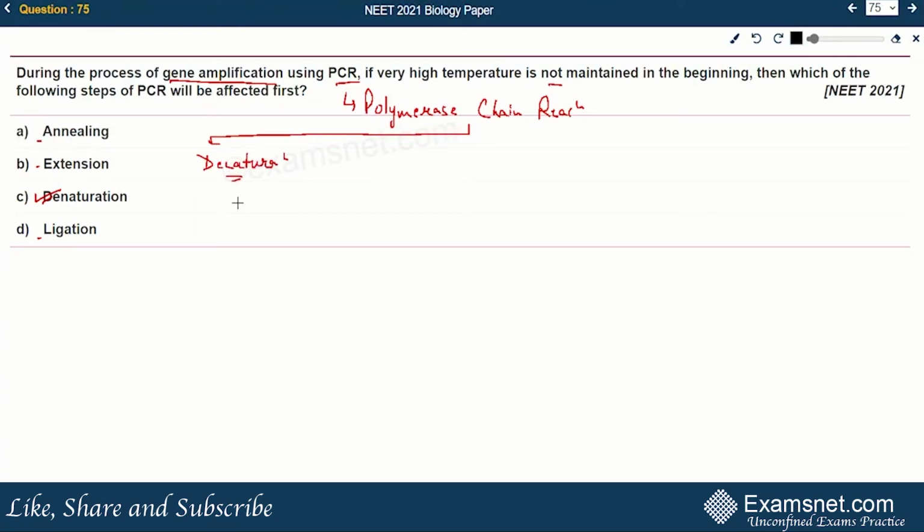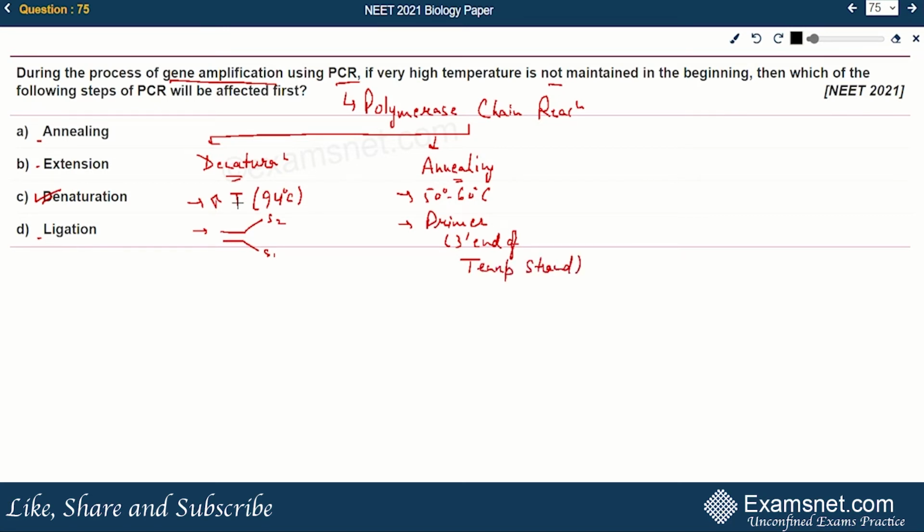What happens during denaturation? A very high temperature of about 94 degrees Celsius is applied, due to which the DNA strands are separated and the DNA gets denatured. Okay. The second step is annealing. During this process, a comparatively lower temperature, about 50 to 60 degrees Celsius is applied, right? And a primer is annealed at the 3' end of the template strand. Okay.